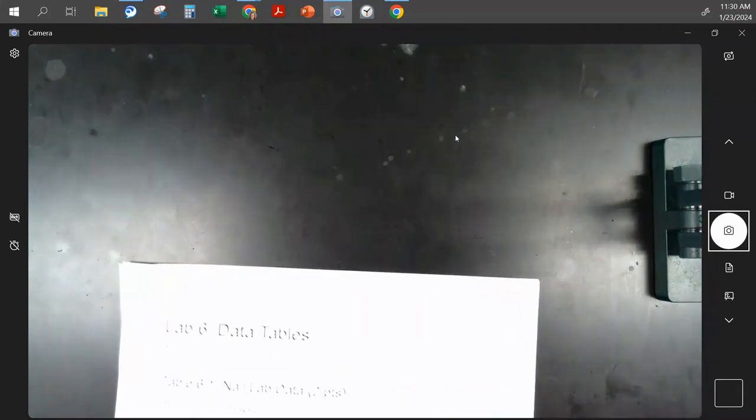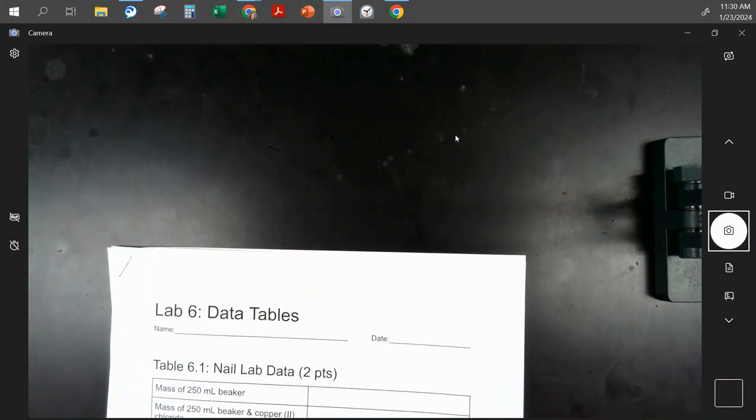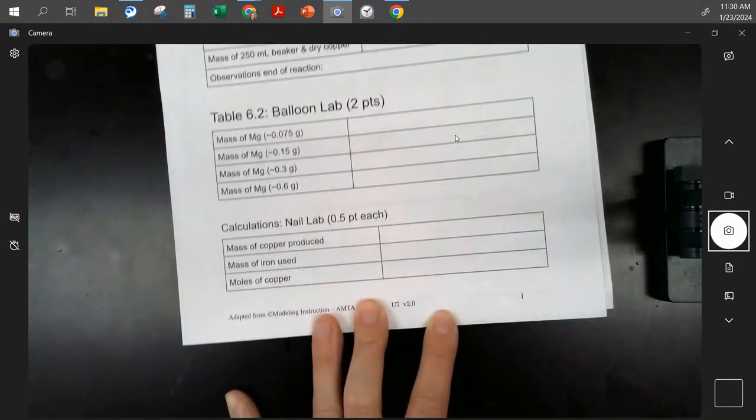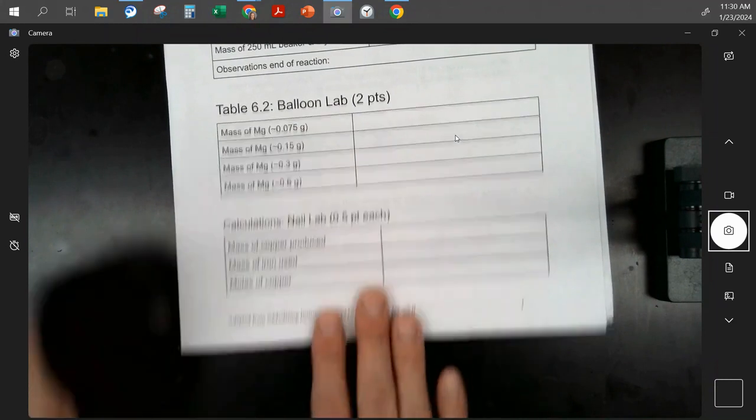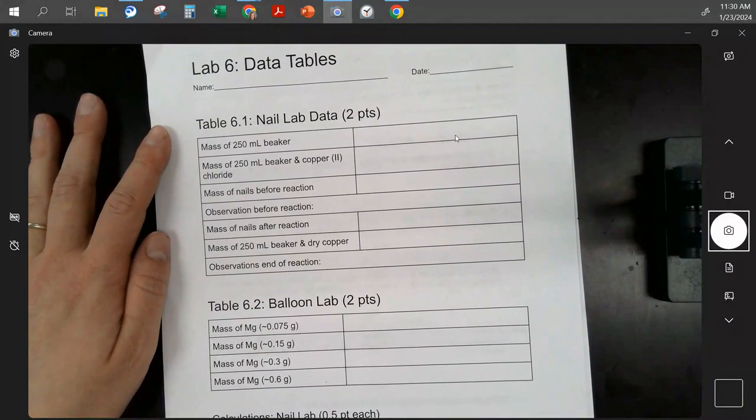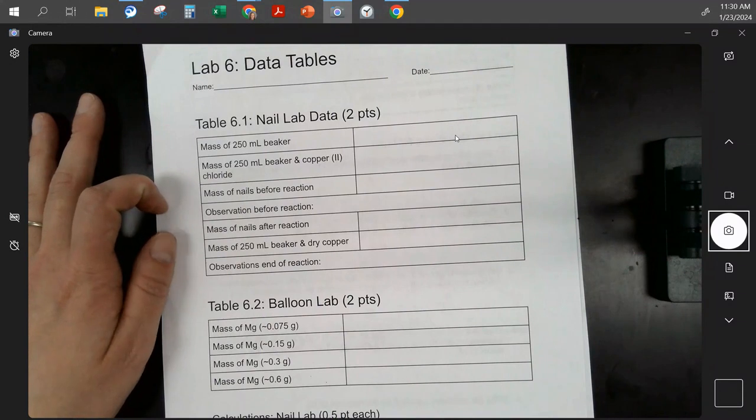Okay, so we did the magnesium lab, and we went over those lab calculations. Is that right? So we just need to go over the nail calculations. So that starts down here.